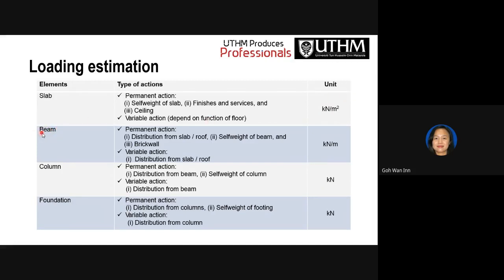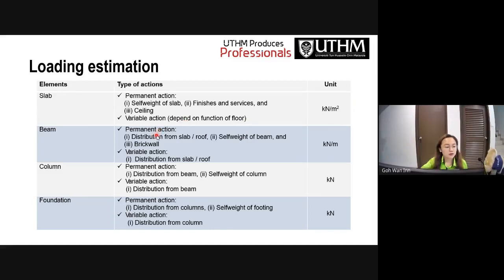And then for beam, remember slab is in kilonewton per meter square, and beam is in kilonewton per meter length, according to the L. So the permanent action is distributed from slab and roof. The slab loading, for permanent and variable action, will all distribute to the nearby beam, depending on where the support is. For slab, you will have one-way and two-way slab. Later we'll go through it. And also the self-weight of the beam, the weight from the beam itself.